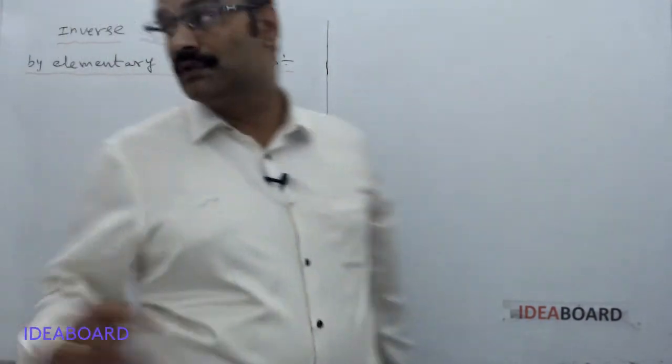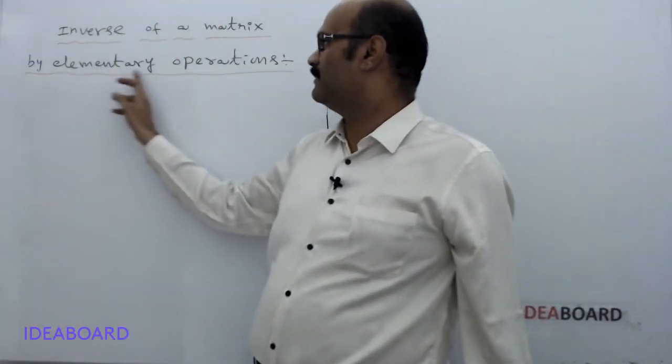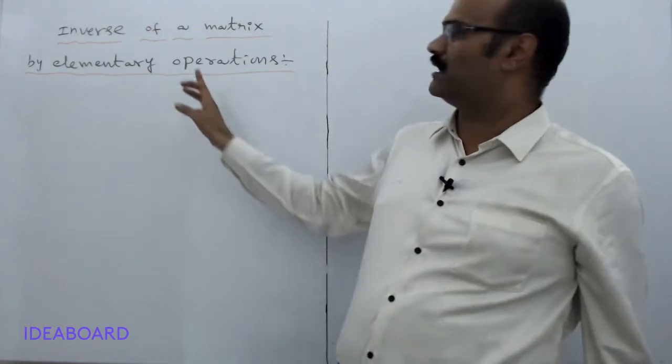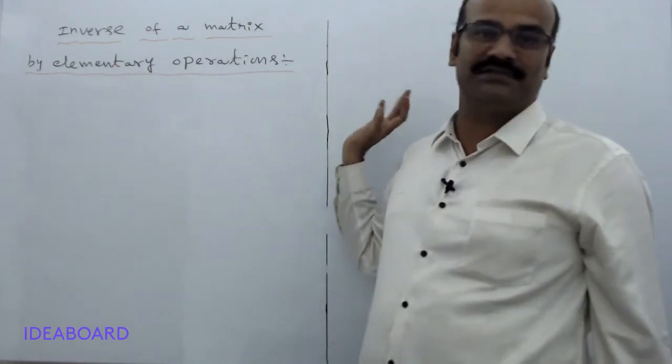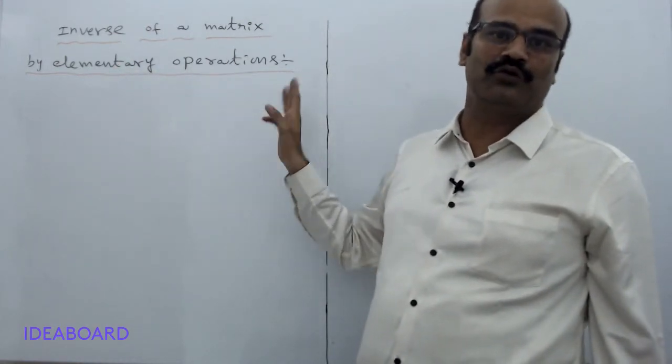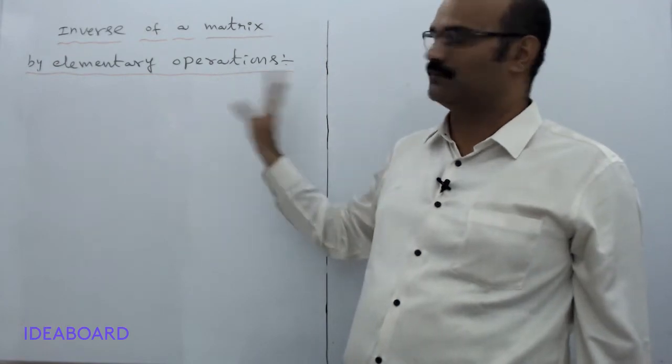Next one, inverse of a matrix by elementary operations. I told you that there are 6 elementary operations, 3 of them due to rows and 3 of them due to columns.